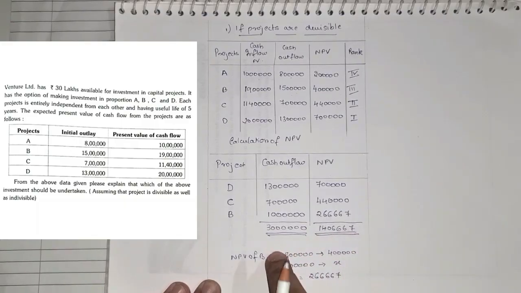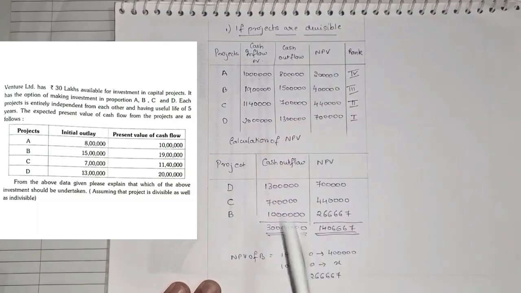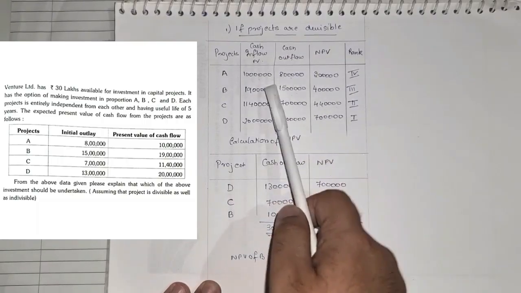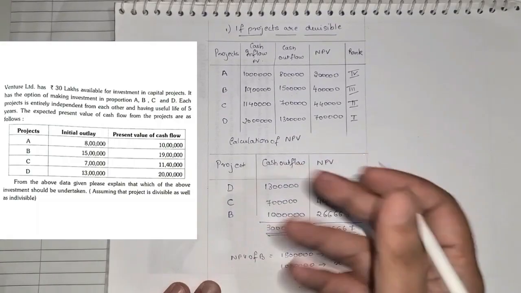Okay. So this is our best way of investing 30 lakhs, which will fetch us 14 lakhs 6,667 rupees. That's the maximum NPV that you can get when the projects are divisible. So divisible means this part, where in the last you can use only a bit of the amount, but the outlay is a huge amount. So we'll have to cross multiply and get the final value. Okay, so this is when the projects are divisible.